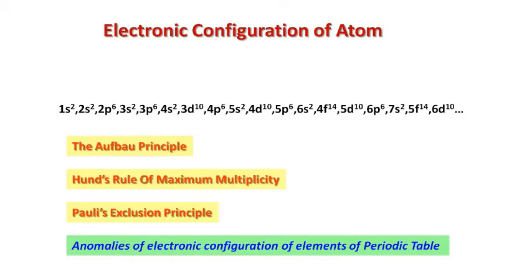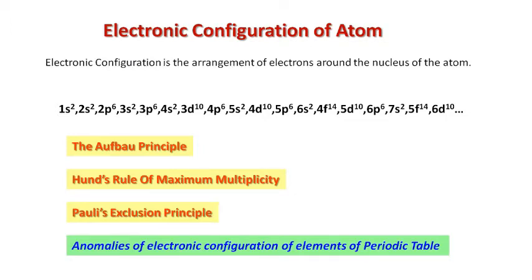Today we are going to learn how to write the electronic configuration of an atom. But before that, one must know what electronic configuration is. Electronic configuration is the arrangement of electrons around the nucleus of the atom. However, technically it is impossible for us to state precisely where the electrons will be, but electronic configuration tells about the most appropriate guess as to where the electron can be found.